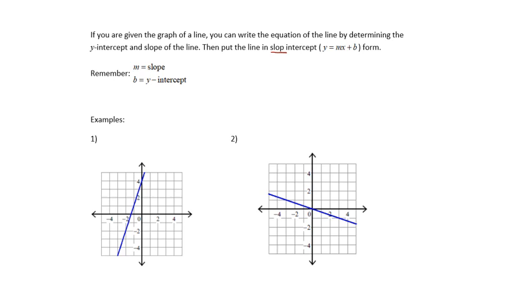So what we're going to do is find the y-intercept, then pick 2 points on our line, find the slope between those 2 points, and then we have the slope. And now we have everything we need to write our line in slope-intercept form. So let's look at example 1.